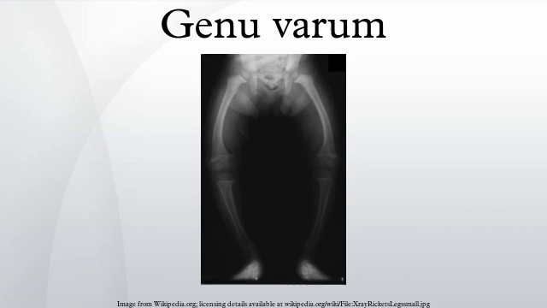Genu varum is a physical deformity marked by bowing of the lower leg in relation to the thigh, giving the appearance of an archer's bow. Usually medial angulation of both femur and tibia is involved.